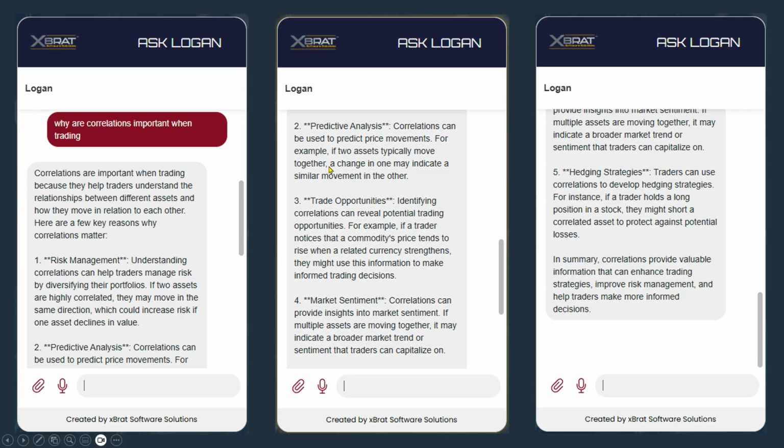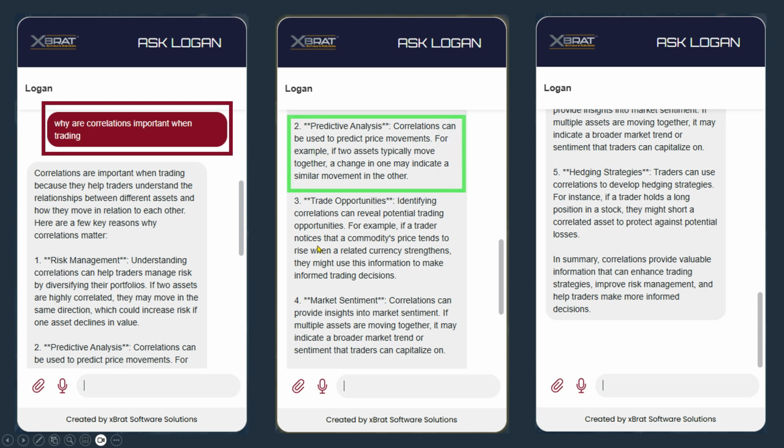So let's go back to Ask Logan. Again, I took screenshots of this so we can see here. I asked the question, why are correlations important when trading? Again, this is learned from me, but I just wanted to show you and explain a couple of the biggest points for me here. So, predictive analysis: correlations can be used to predict price movements. For example, if two assets typically move together, like we've just seen with copper and gold, a change in one may indicate a similar movement in the other, because there's always a leader and a lagger. And you will learn over time that the Trading Buddy will help you identify that.